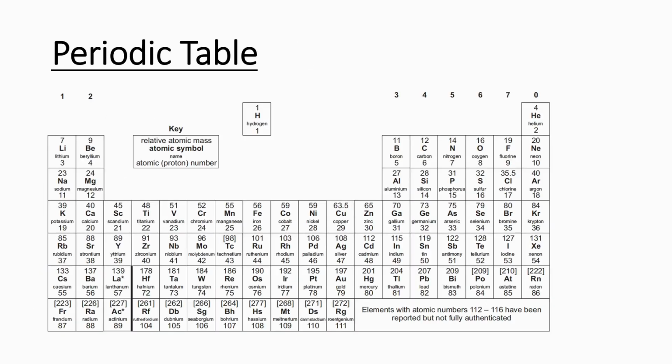A reminder of the periodic table, and we have groups going down. And as you go down the groups, you will increase the number of shells. And as you go across a row or a period, you will have the same number of shells, but you will increase the nuclear charge. That is the number of protons in the nucleus. And I'm going to come back to this on the next slide.